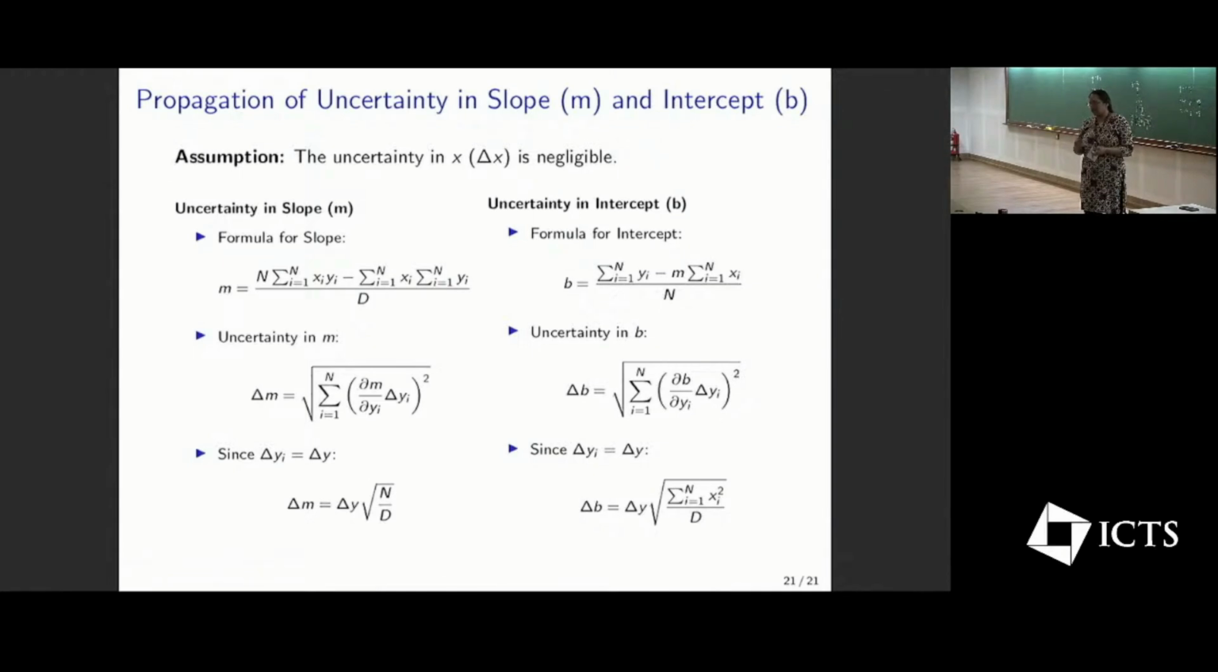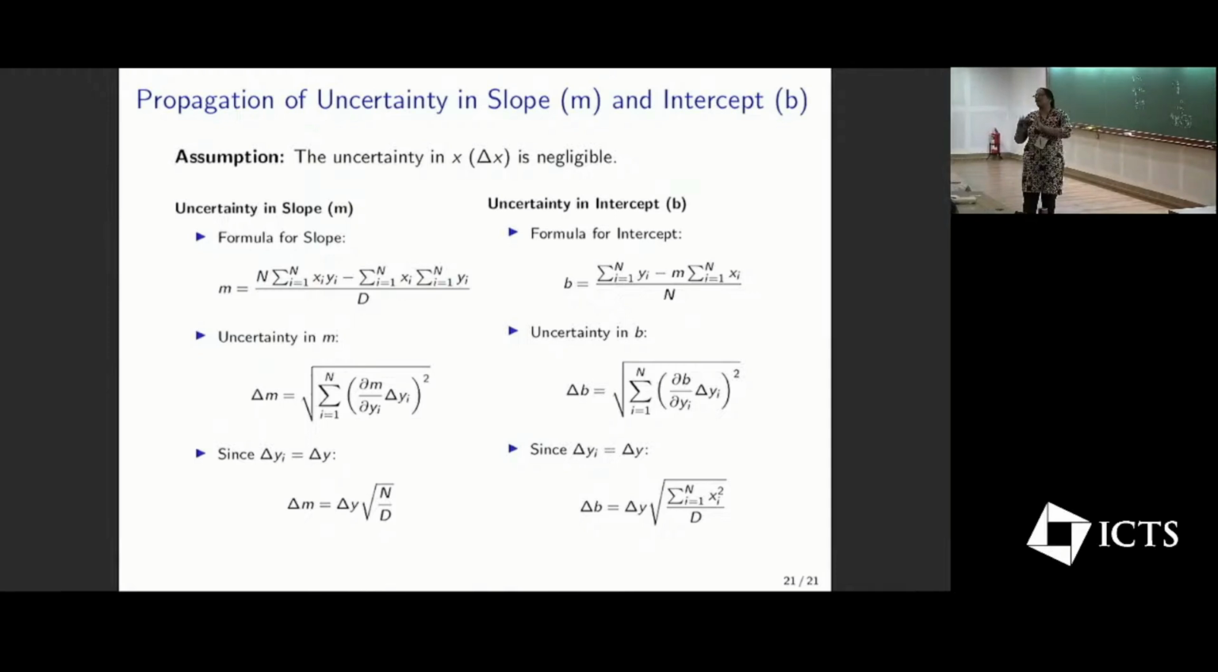So if we say 1 centimeter, 2 centimeter, we better be sure that we are fixing it to validate this assumption. Often this is not the case, and then you would have to do a more complicated calculation. If you make that assumption, then you can just use these formulae for the slope and intercept, the scheme I gave you. You take the derivative with respect to y, multiply it by delta y, square it and add them up. That would give you the uncertainty in the slope.